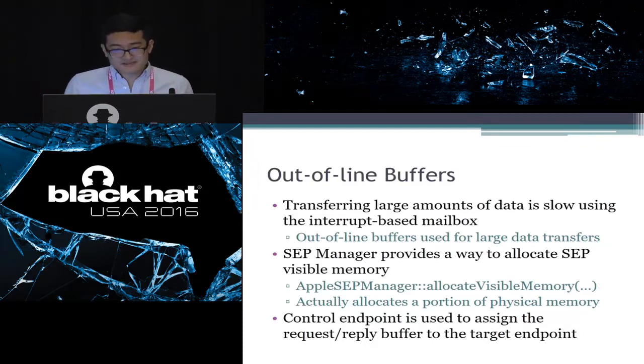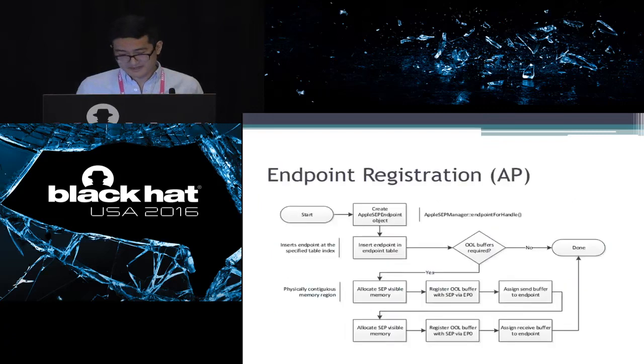Because the SEP can access anywhere in the AP's memory except for the memory in TZ1, the SEP can just directly read and write information to that memory. So the out-of-line buffers allow the AP to assign certain buffers for the SEP to do that. The control endpoint is used to assign the request and reply buffers to any endpoint, and this is done during endpoint registration.